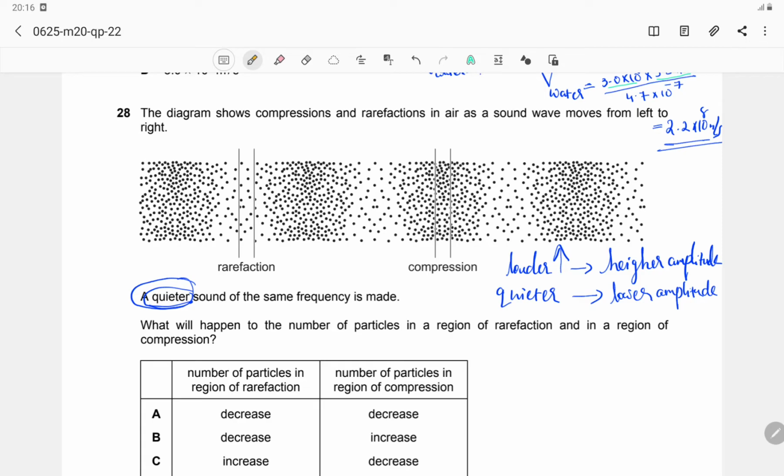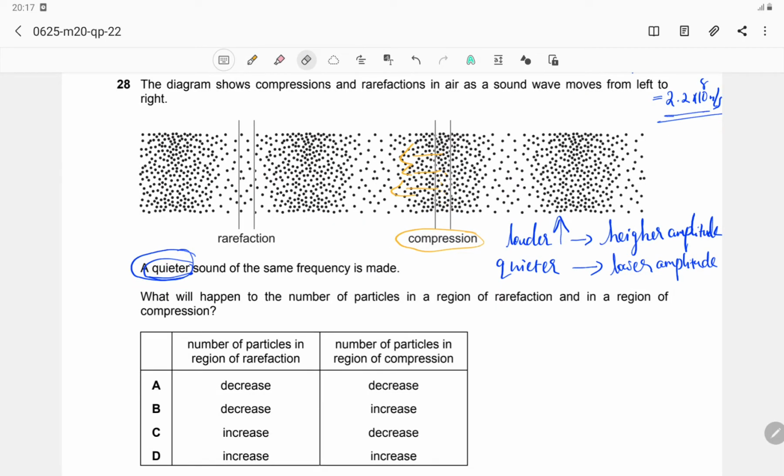That means at compression, the amplitude or the maximum height will be less, so the number of particles at compression will reduce. So what will happen to these particles when they are reducing from the compression region, or these particles are moving out to the rarefaction region?